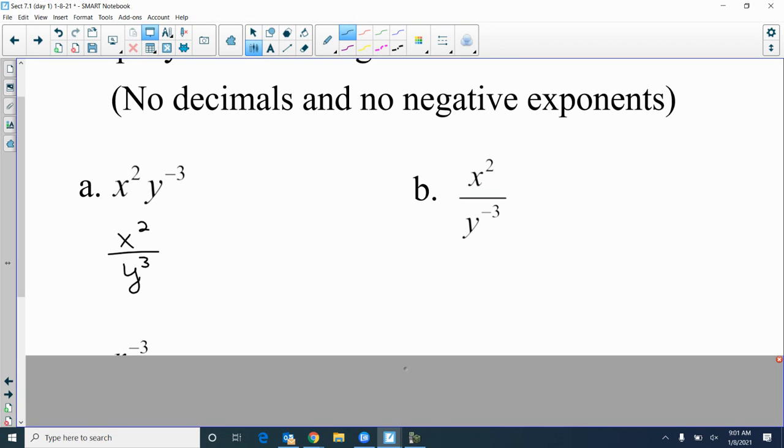So if it was x to the second and y to the negative third, you put the y on the bottom. If it was x to the second, y to the third, we wouldn't do anything with it. You just have to leave it, because you already have both positive exponents. You can't do anything with that. We only can change it or move things if they're negative exponents or a 0 exponent.